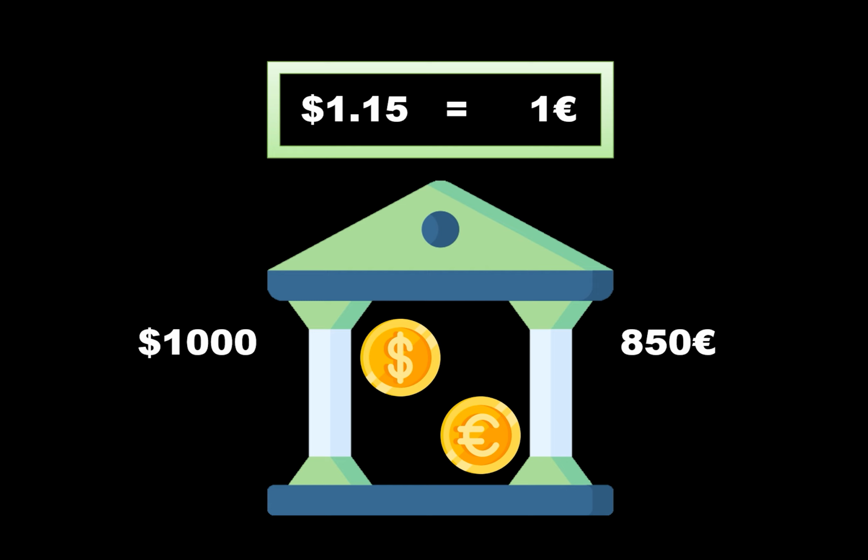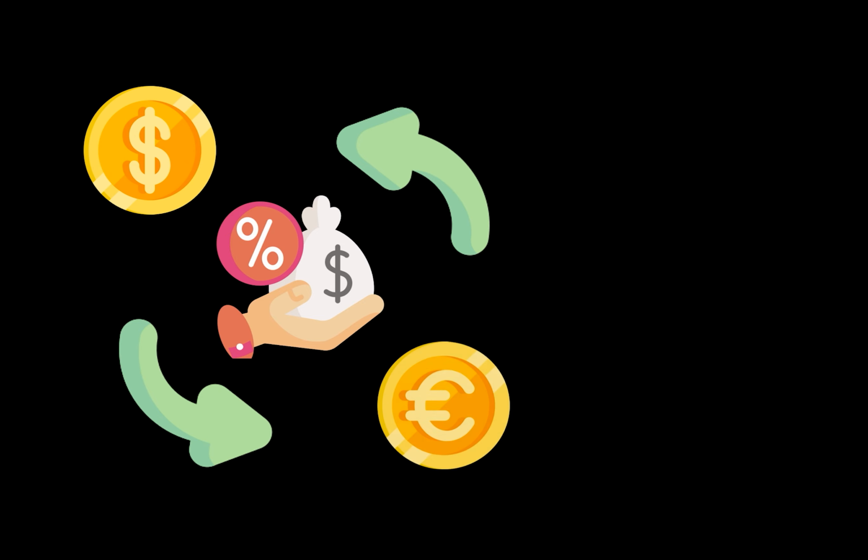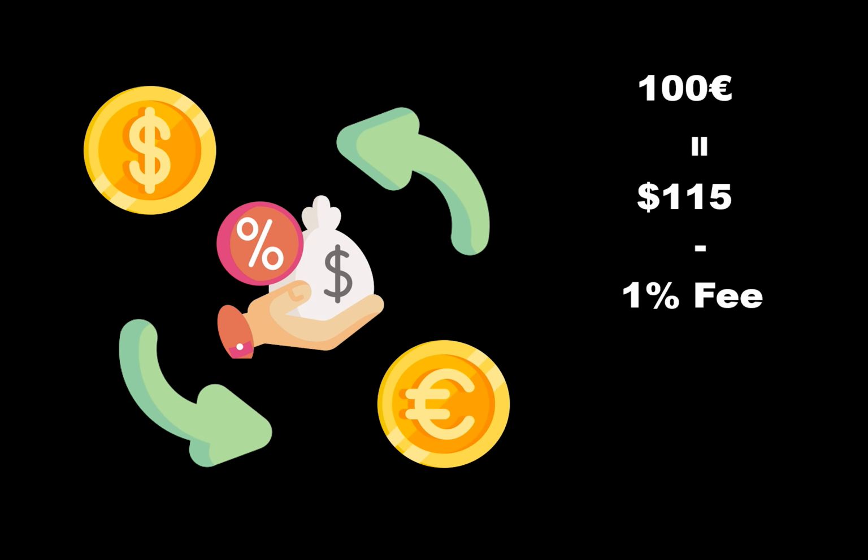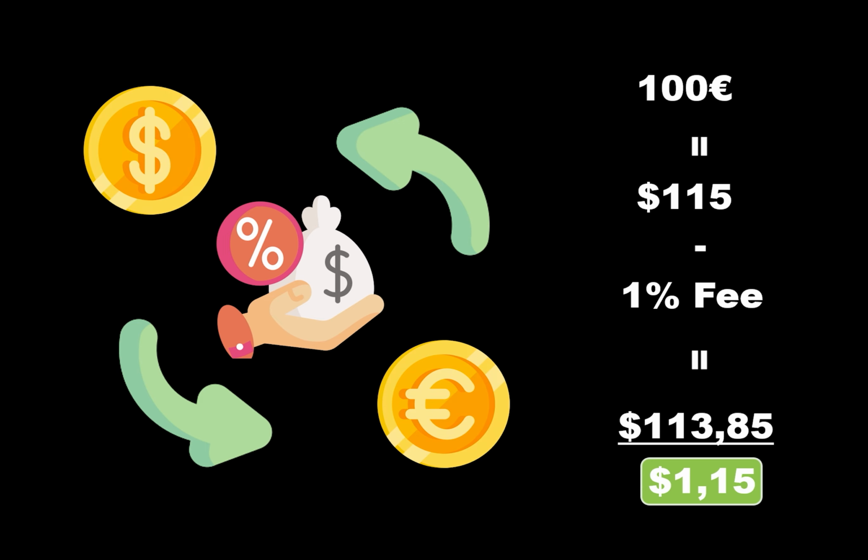So, assuming this exchange rate remains pretty constant, the foreign exchange would make money from charging a fee on every transaction. For example, someone trading in 100 euro might expect to receive $115, but the exchange charges a fee of 1%. This fee is removed from the outgoing currency. So instead, the customer receives $113.85. The remaining $1.15 goes into the exchange's profits.